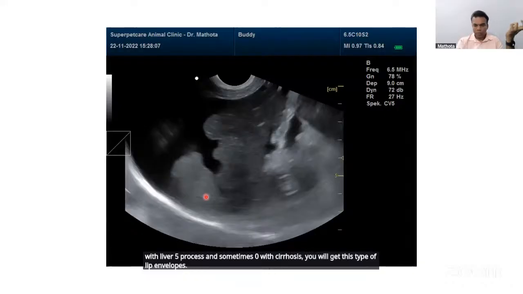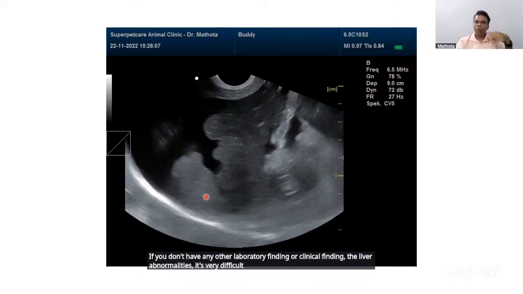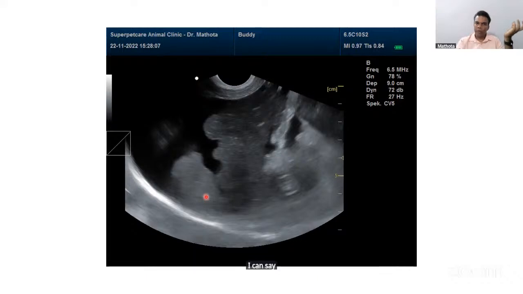Then, with these abnormalities, we will have to interpret the findings with your clinical findings and other laboratory findings. If you don't have any other laboratory finding or clinical finding, for liver abnormalities it's very difficult to give you a final diagnosis. I can say I have a hyperechoic liver.